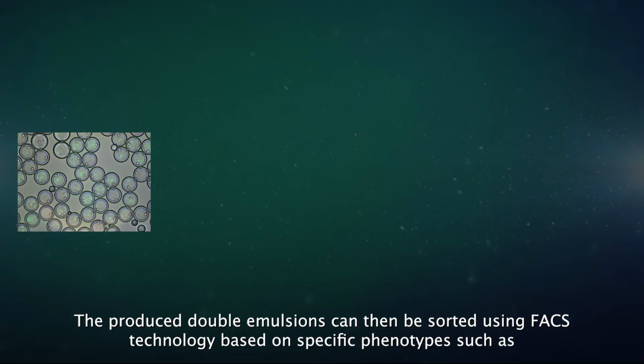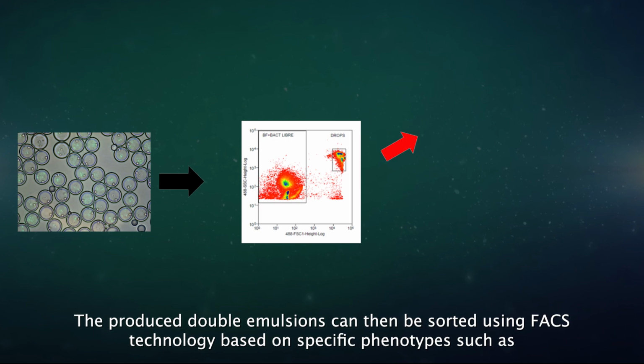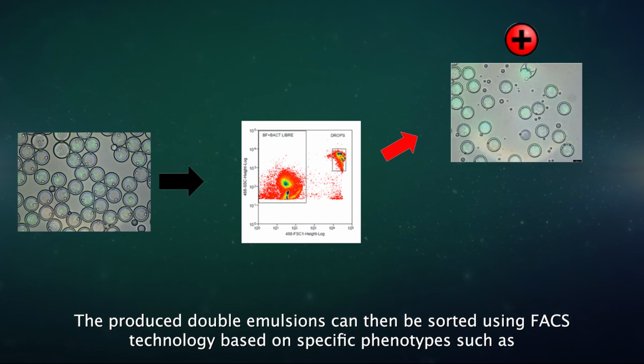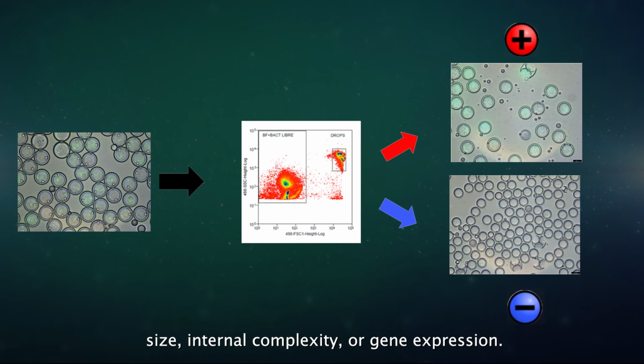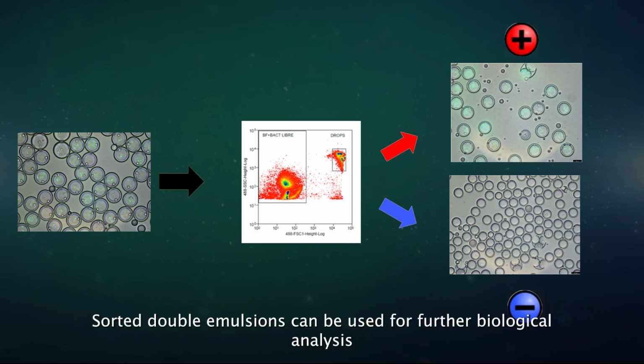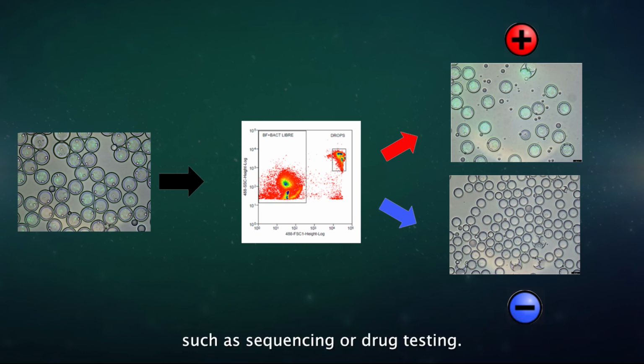The produced double emulsion can be sorted using FACS technology based on specific phenotypes such as size, internal complexity, or gene expression. Sorted double emulsions can be used for further biological analysis such as sequencing or drug testing.